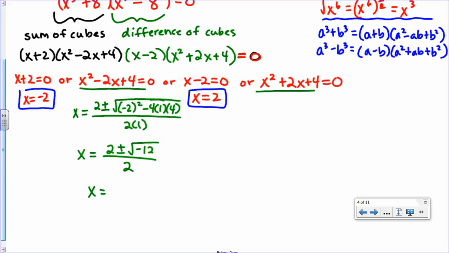Okay, so you need to simplify the square root of negative 12. First of all, since it's negative, that means I pull out an i. 12 can be simplified though because 4 goes into it. So the square root of 12 simplifies to 2 square root of 3. Okay, can I simplify any more? Yes, not my radical, but I see that there's 2's.